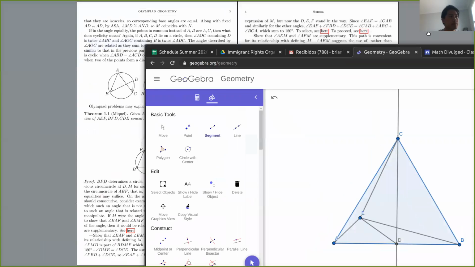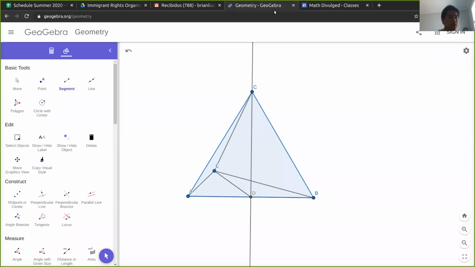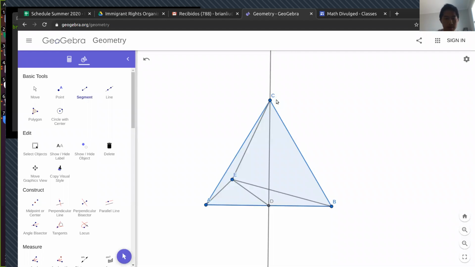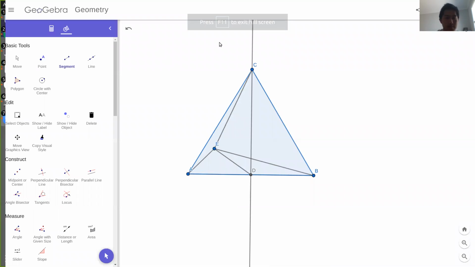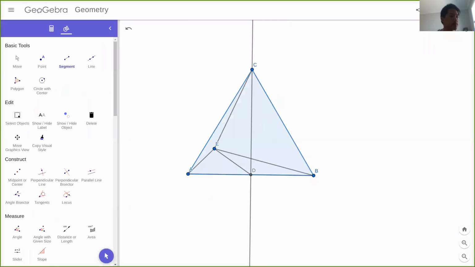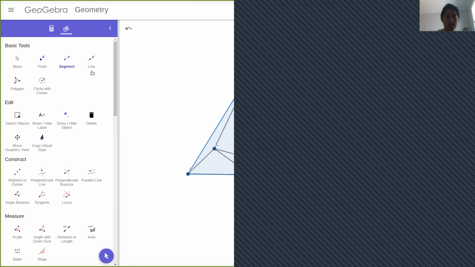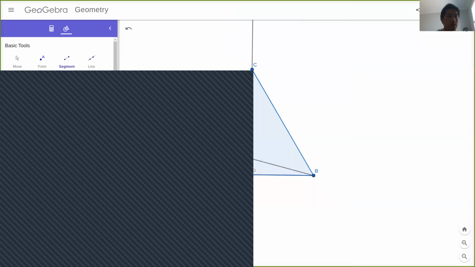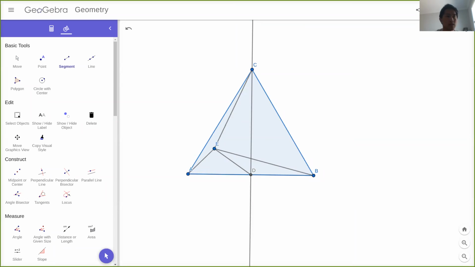Let's see if I can move this screen here so that I can screen share so that I can annotate. Okay.